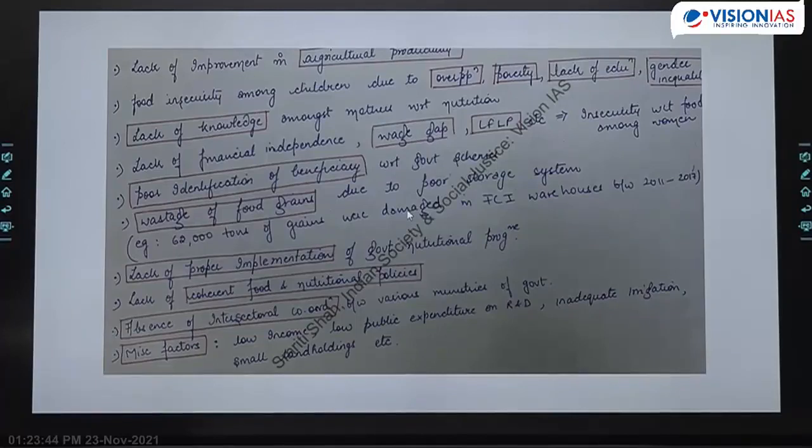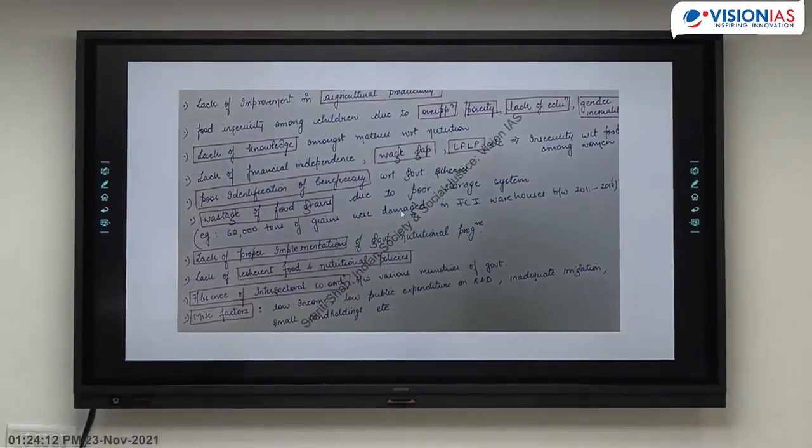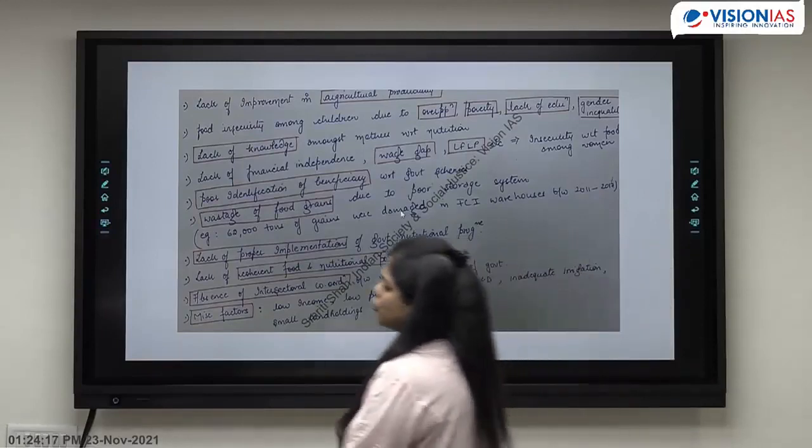Then another problem is, although the government is trying to address the problem of food insecurity, there is a problem of poor identification of beneficiaries. There is a problem of wastage of food grains. This we have talked about yesterday, how the food is getting wasted because of lack of proper warehouses. Then there is lack of proper implementation of the nutritional programs. For example, there are incidences of corruption, hoarding, okay? There is lack of coherent food and nutritional policies, then lack of a convergent approach.